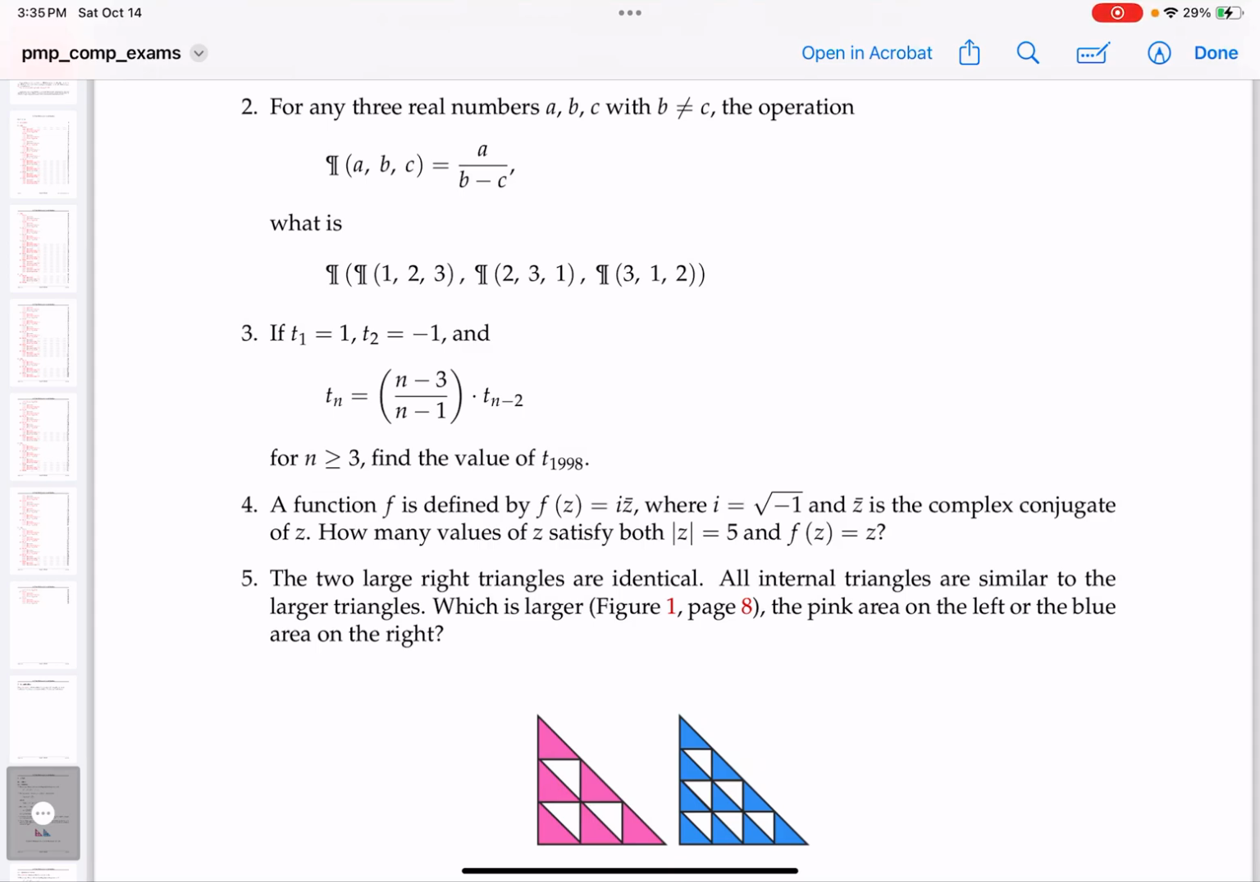Again, number 3 is more difficult than the first one. I'll look at it. I know what they say. They tell me what T1 is. They tell me what T2 is. They tell me Tn is defined in terms of the past, which is T(n-2). And this is true for n greater than or equal to 3.